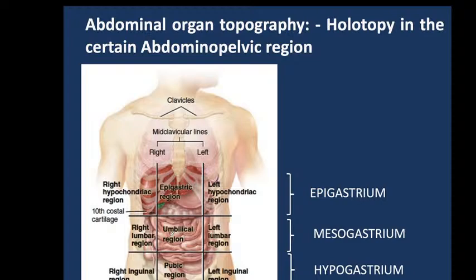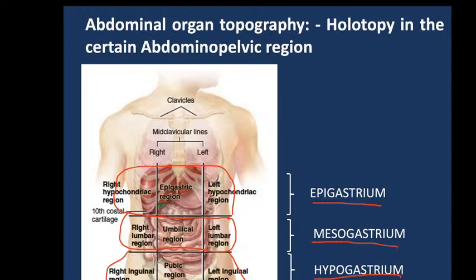For the abdominal organs, there is a special holotopy. We have three big areas in our abdomen. This one big area we call epigastrium. The part under the epigastrium is called mesogastrium, and the lowest part here we call hypogastrium.